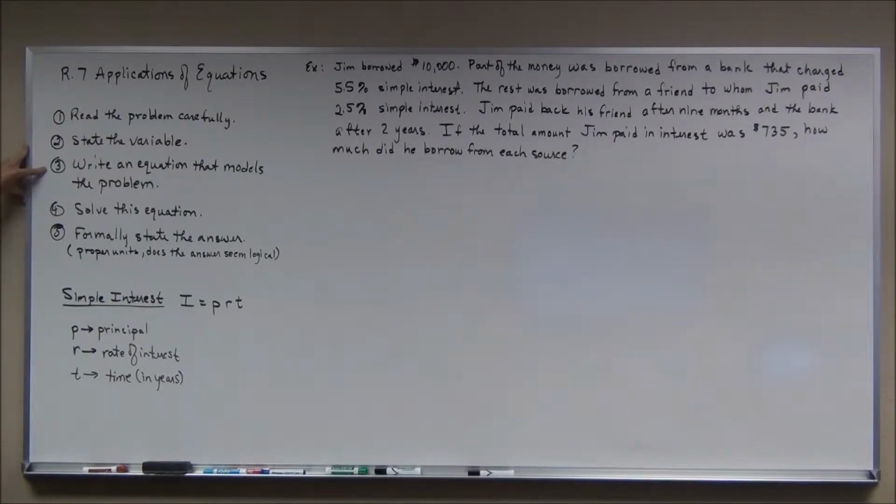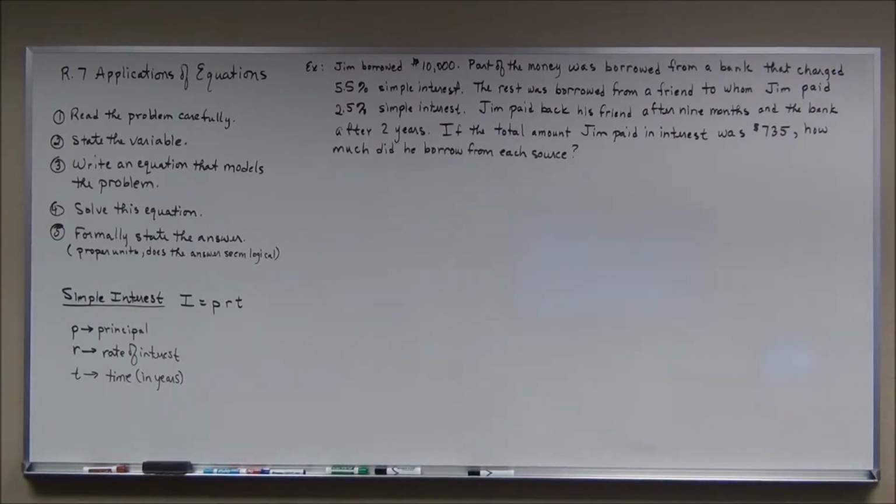Step 3, write an equation that models the problem. This is what separates the wheat from the chaff. If you can solve the equation, great. But if you don't have the equation, then you've got problems. So you have to make sure that you can interpret what the problem is saying, look for key words to rewrite and put into more of an algebraic form to come up with an equation to solve. And of course, step 4 is to solve the equation, which we've been doing quite a bit of.